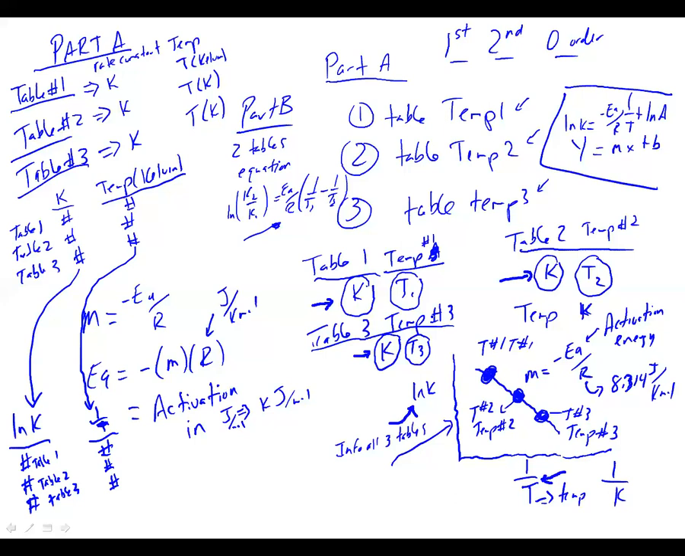So each of those big circles that I made over here, those would be the 3 points that you would graph. Again, doing a best fit and an XY scatter plot. Any questions on that?